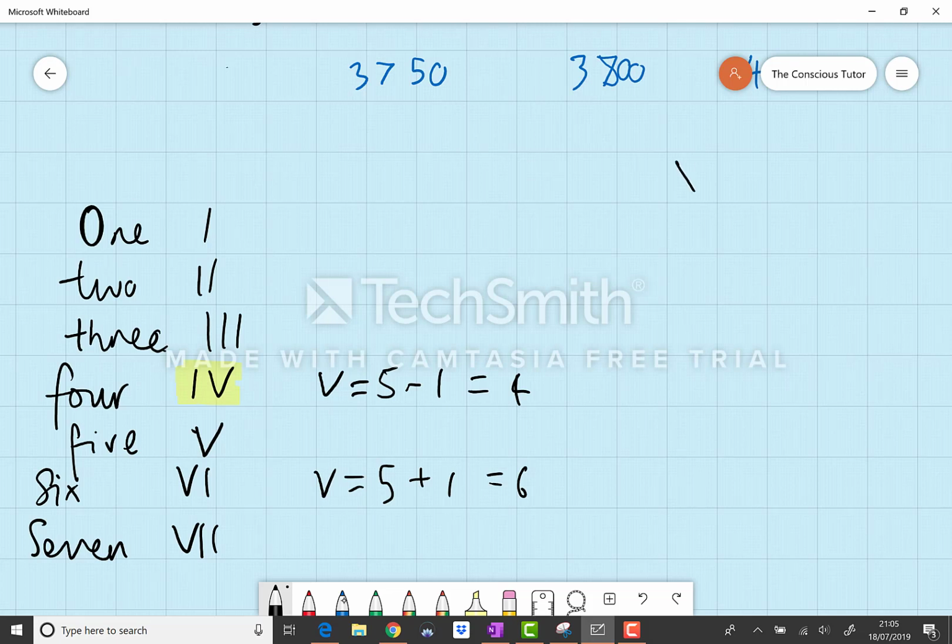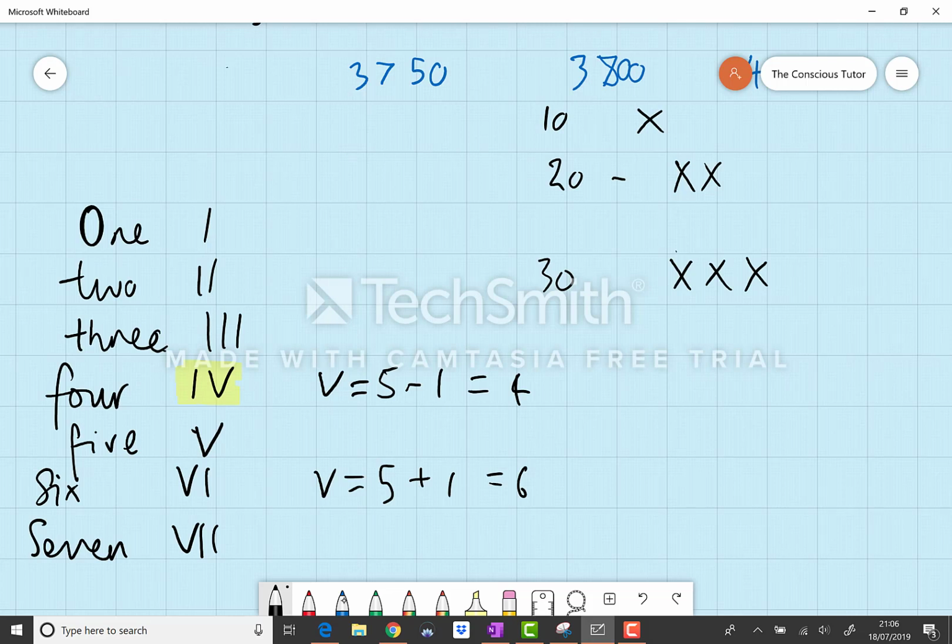represented with the 2 x's. They need to know from 21 all the way to 100. 30 is 3 x's, because obviously 10 is X.